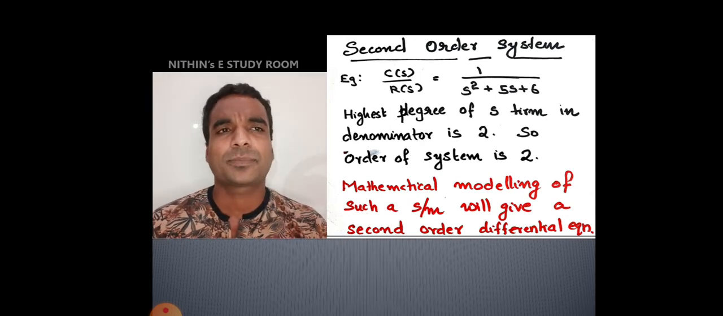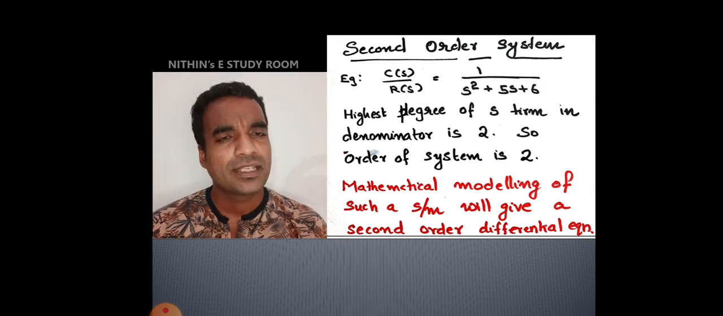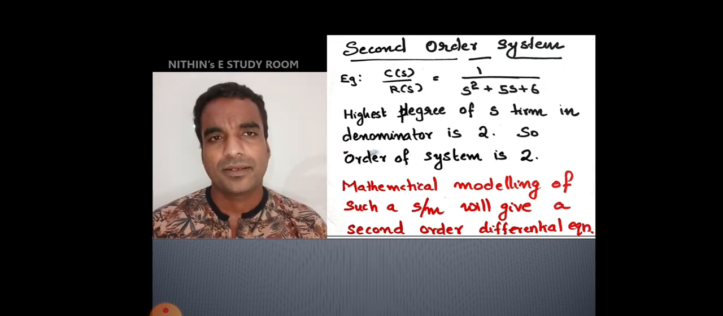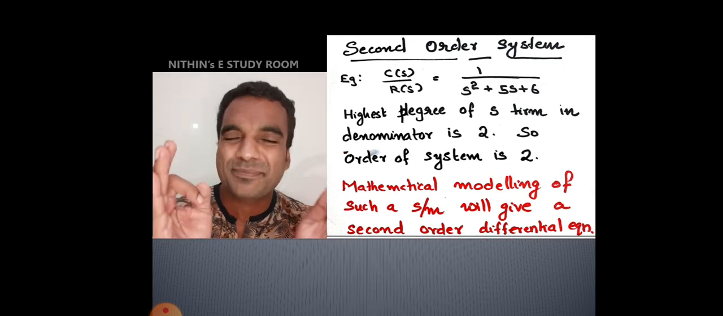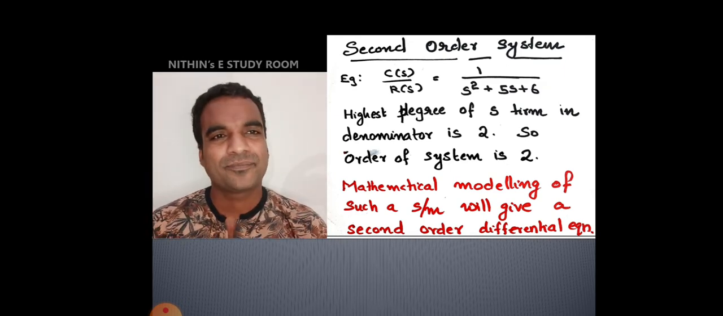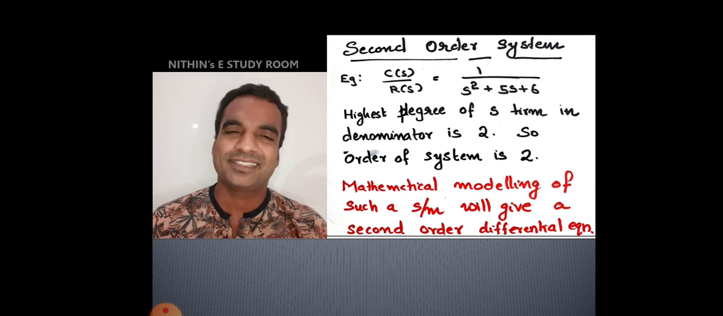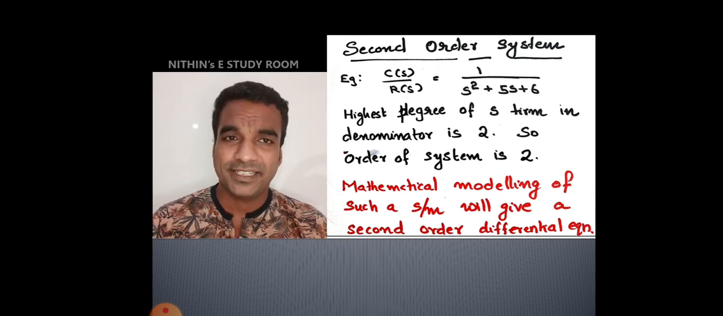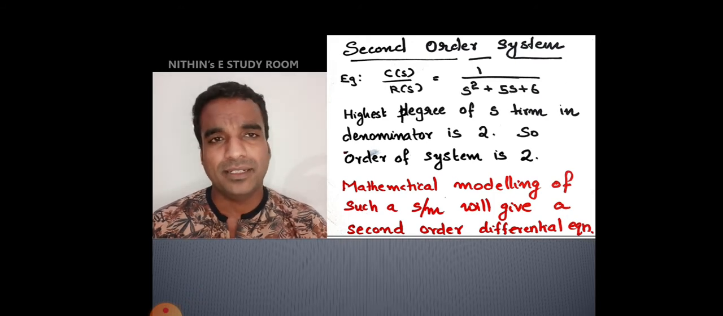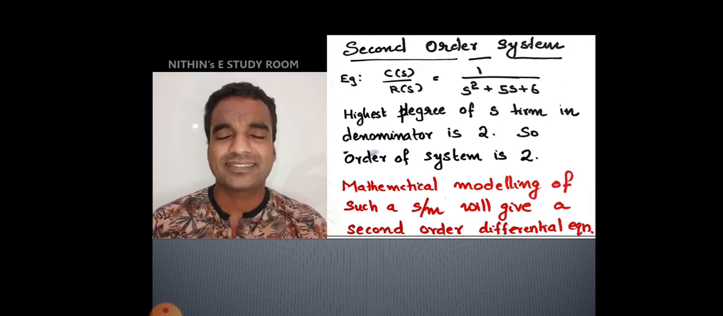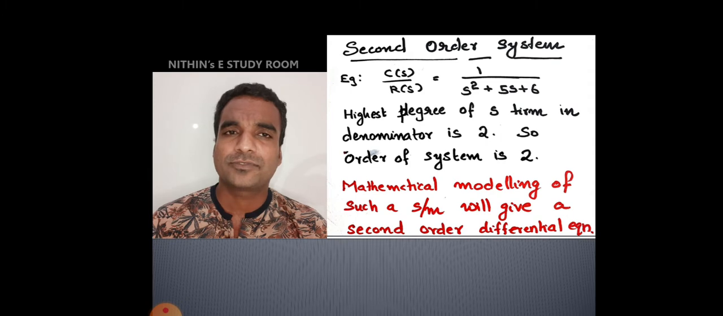Actually 1 by s square plus 5s plus 6 is also a second order system. But all second order systems will not be this simple. This is a simple system. Why am I saying this is a simple system? Any guess? Because here the roots are easily determinable. Just factorize the denominator. The denominator is s square plus 5s plus 6.